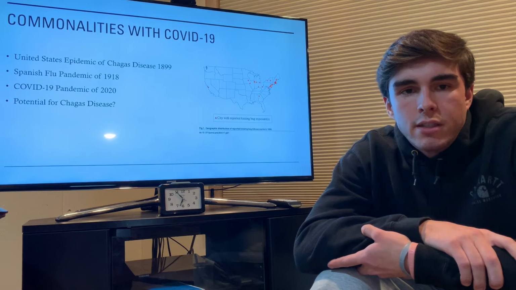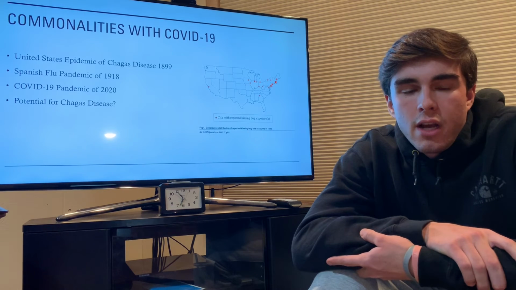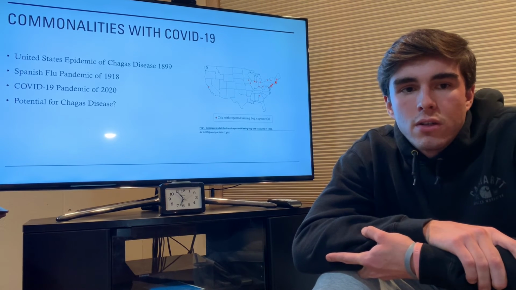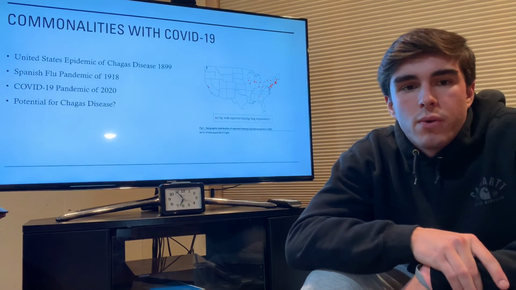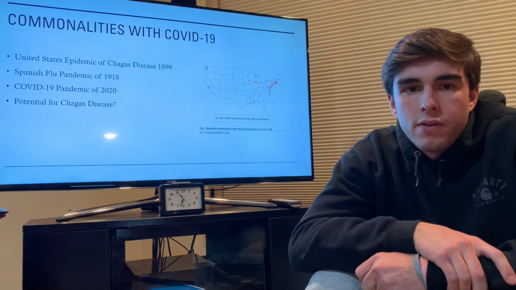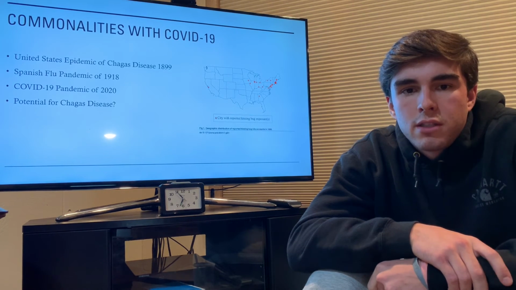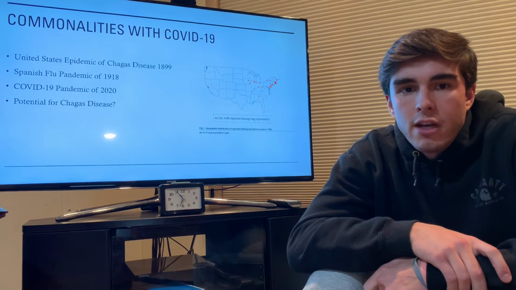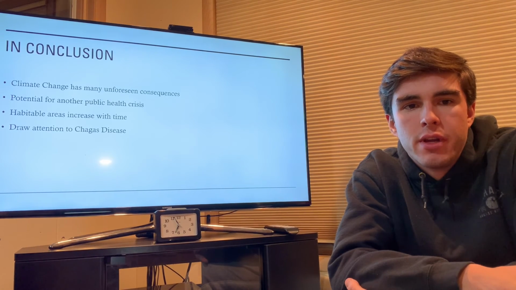Drawing more into the commonalities that Chagas disease could experience with COVID-19, I would like to make you aware of its potential to spread in the continental U.S. The continental U.S. has already been through a Chagas disease endemic. This occurred in the year 1899. The figure on the right shows cities and areas in the United States where this was localized. We have not seen a magnitude of a public health crisis in the United States like COVID-19 since the Spanish flu of 1918. With climate change worsening and habitable areas of the kissing bugs continuing to increase, there could be a potential for Chagas disease to reemerge and cause another endemic in the United States, just like it did in 1899.